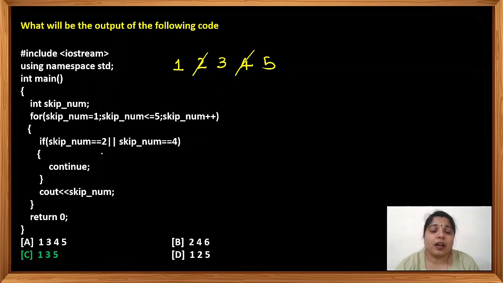Otherwise, if skip_num is equal to 1 or 3 or 5, you have to print out skip_num. That means 1, 3 and 5 will be printed on the screen. Hope this is also clear. Let us move on to the next question.